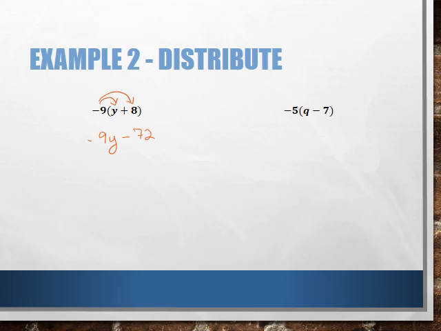In my next problem, I had negative 5 times q and negative 5 times negative 7. Negative 5 times q is negative 5q. Negative 5 times negative 7 gives me a positive 35. Guys, that last problem is where people mess up a lot, so make sure to pay attention to your signs and to see your minus as your negative.